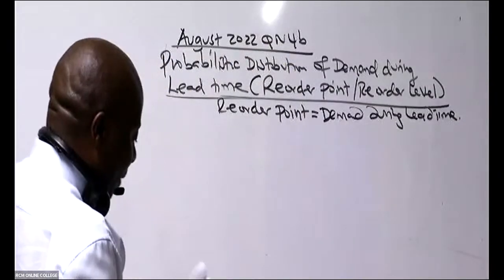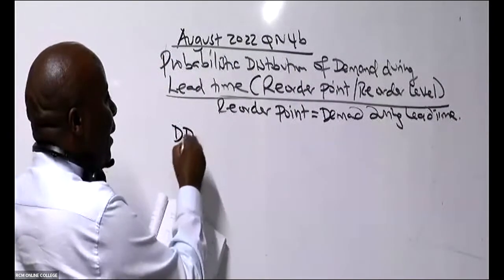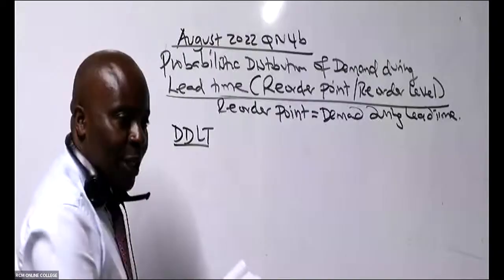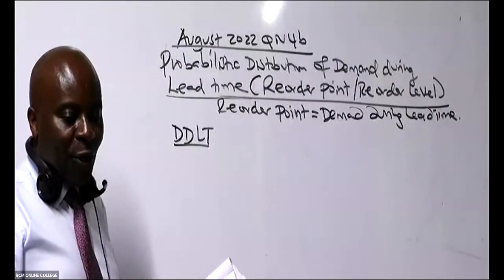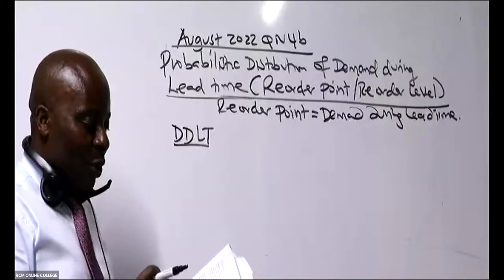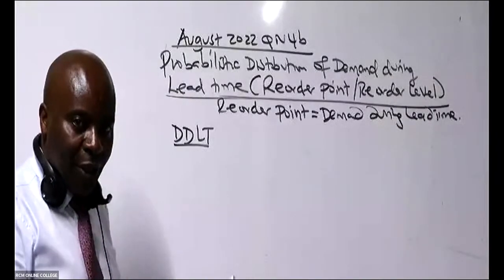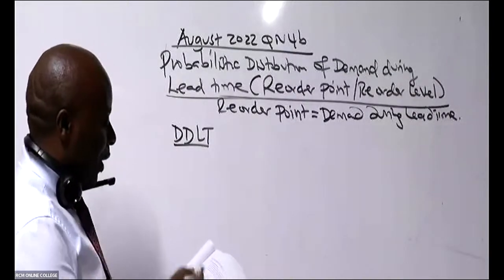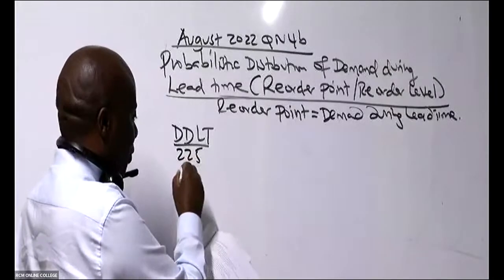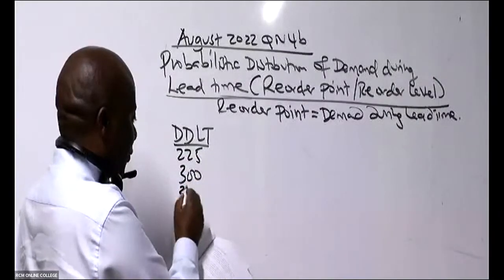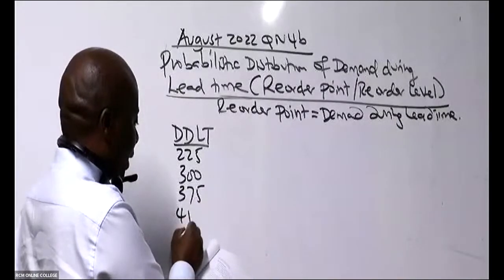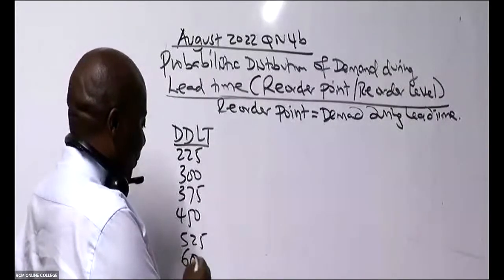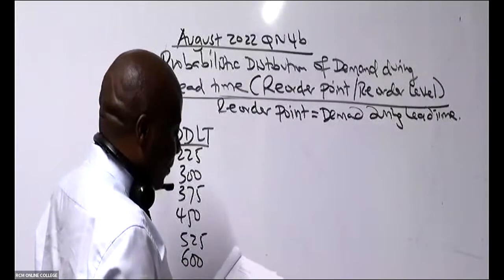So now this examiner has given me this DDLT, demand during lead time. You can see usage is the same as demand, during past reorder periods, so during past lead times. This DDLT has been given: it is 225, 300, 375, 450, 525, 600.